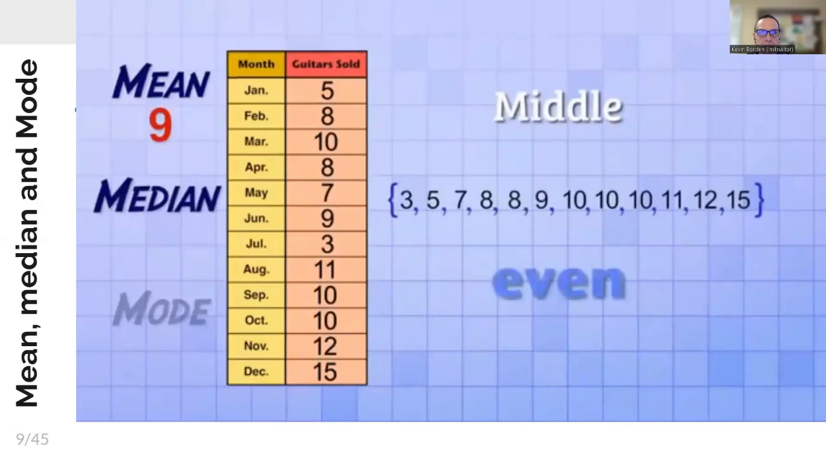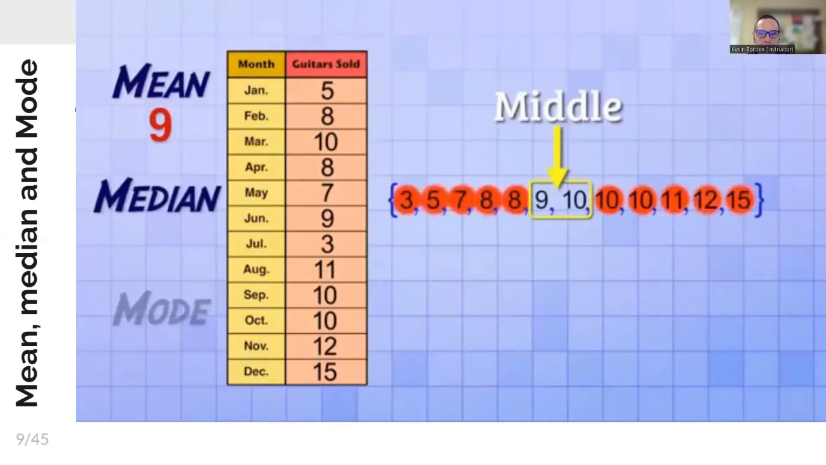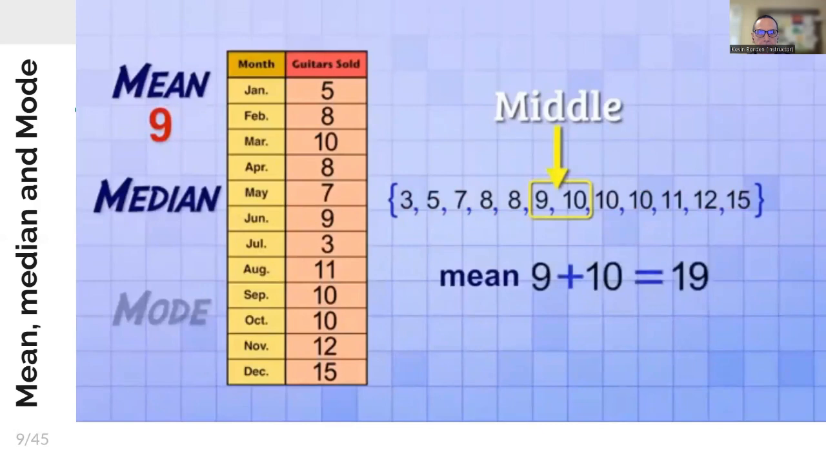Since there's an even number of members in this set, we can't just choose the middle number. So we're going to have to pick the middle 2 numbers and then find the mean of them. 9 and 10 are in the middle, since there's an equal number of data values on either side of them. So we need to take the mean of 9 and 10. That's easy. 9 plus 10 equals 19, and then 19 divided by 2 is 9.5. So the median number of guitars sold is 9.5.